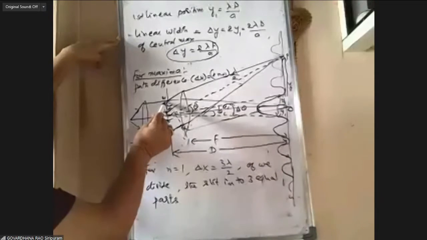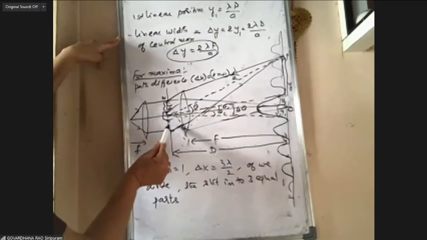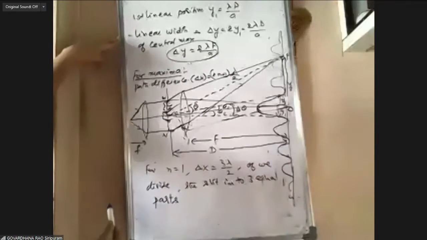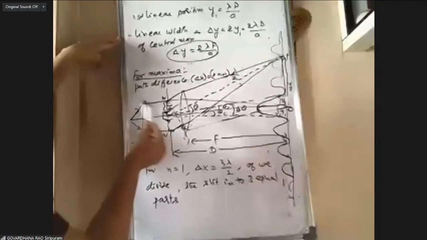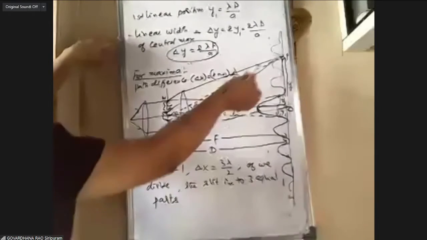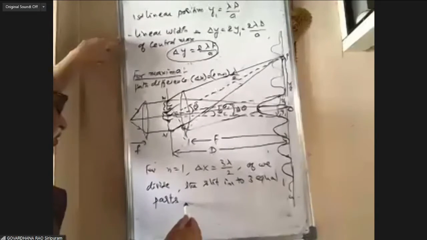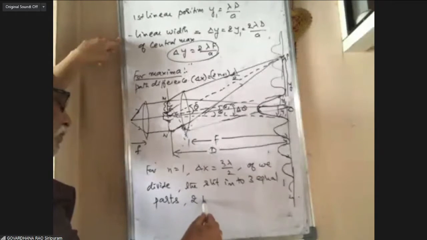This is uncancelled. We are dividing into 3 parts. So this is cancelled by this. Similarly, this is also cancelled by this. What about these two? This portion lambda by 2 is not cancelled, so this will appear here. So if we divide the slit into 3 equal parts, 2 parts.